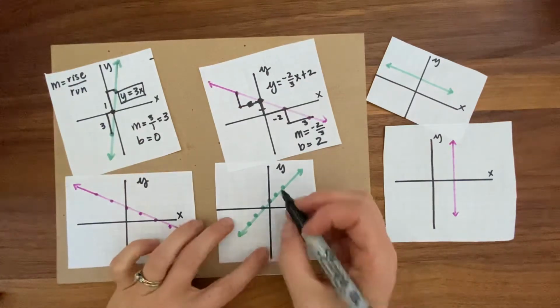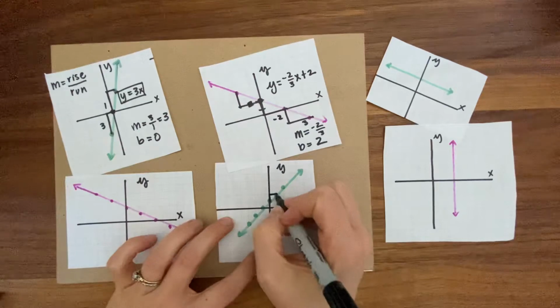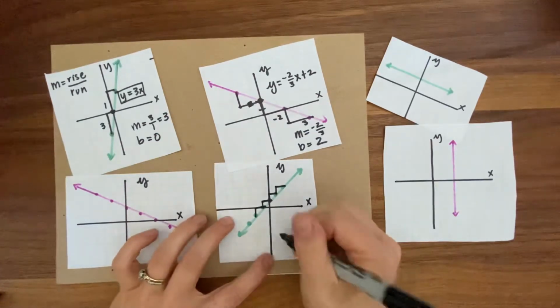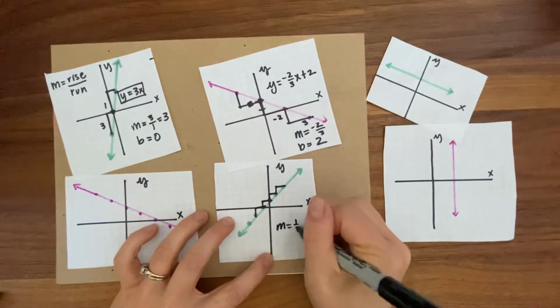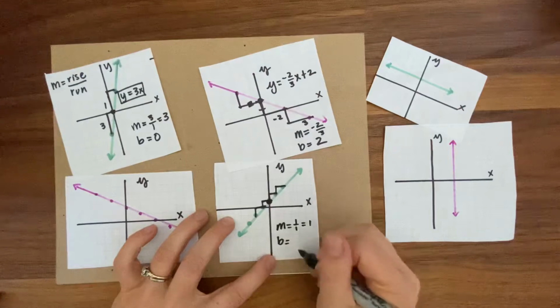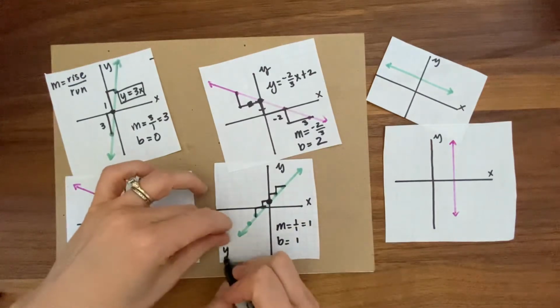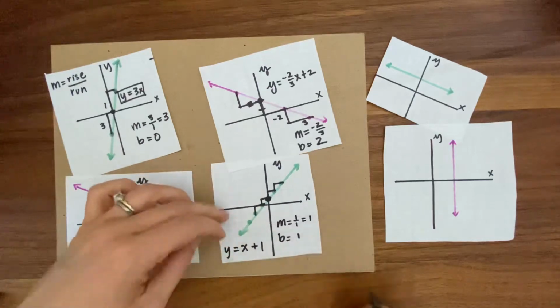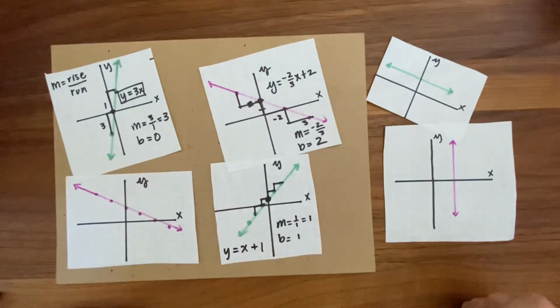When I look at this equation, I notice I go up 1 and to the right 1, again and again. That gives me a slope of up 1 over 1, or just 1. In this case, my y-intercept is 1. So my equation is y equals 1x, or just x, plus 1, where m is the slope and b is the y-intercept.